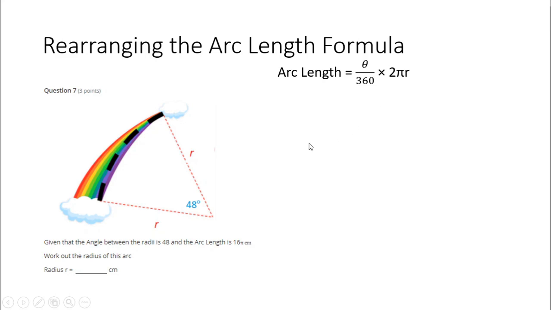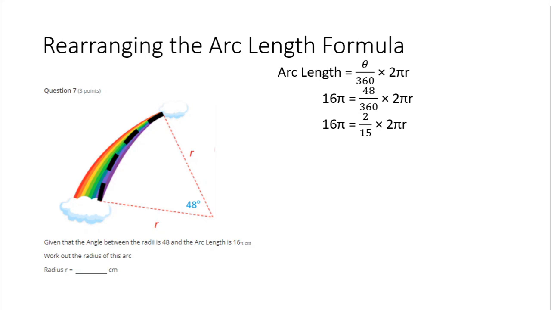So substituting into that formula, if we know that the arc length is 16 pi and the angle between the radii is 48 degrees, that means that 16 pi is equal to 48 over 360 times 2 pi r, and we need to figure out what r is. So we'll rearrange this equation. Now that fraction can first be simplified, so that's 2 over 15.